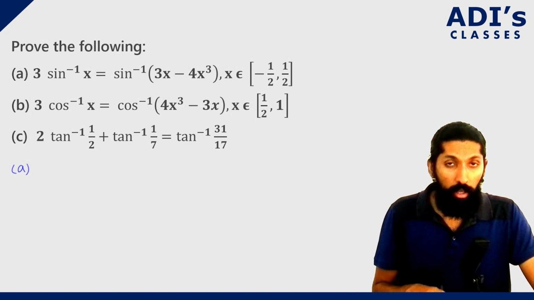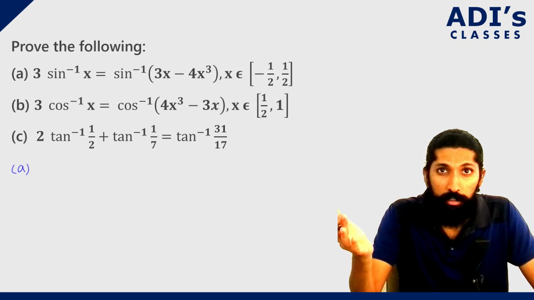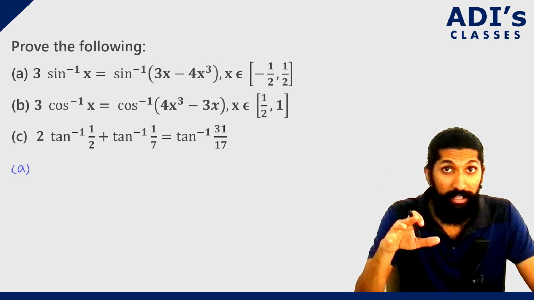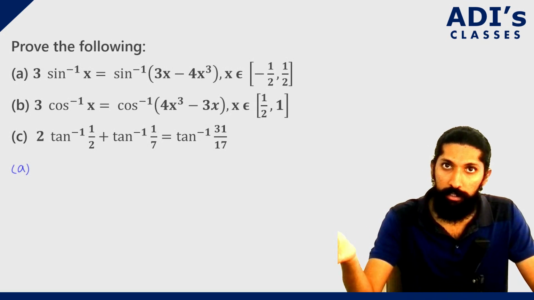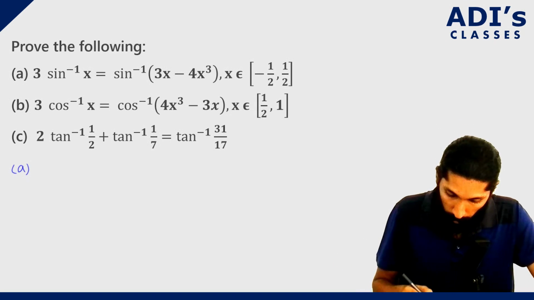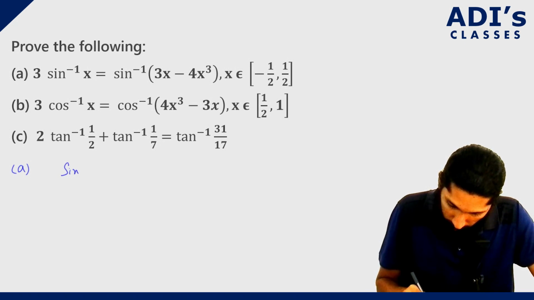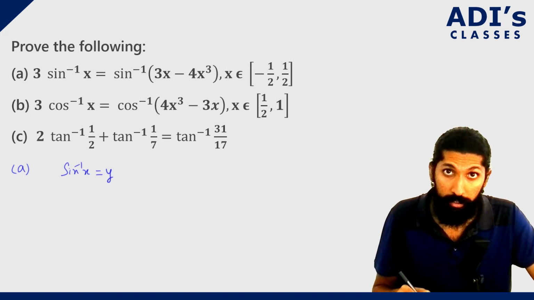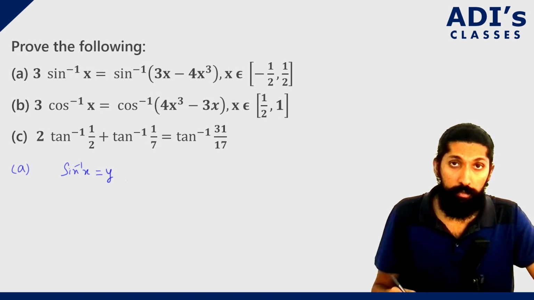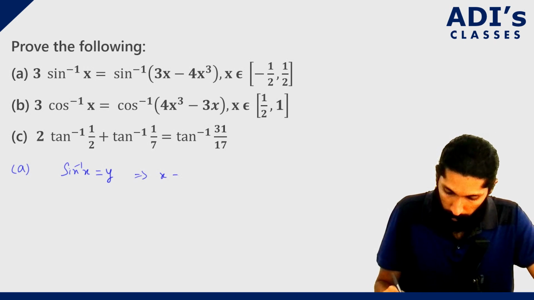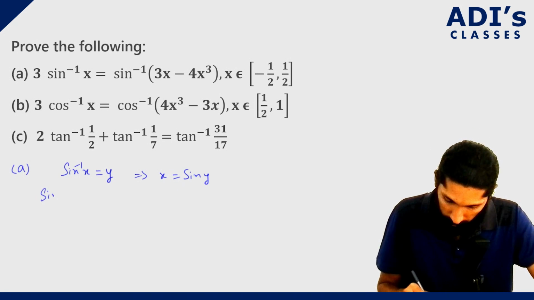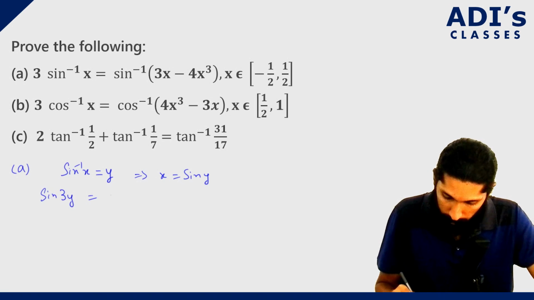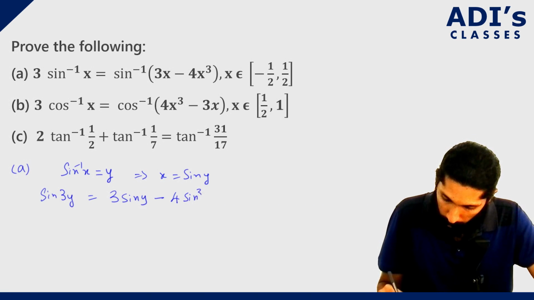Can't you figure out the logic here? Because you're looking at the sine 3 theta formula, right? Let's start solving with the help of sine 3 theta. Let's say sine inverse of x is equal to y. Next, x is equal to sine y. Next, we'll do sine 3y. Sine 3y is 3 sine y minus 4 sine cube y.